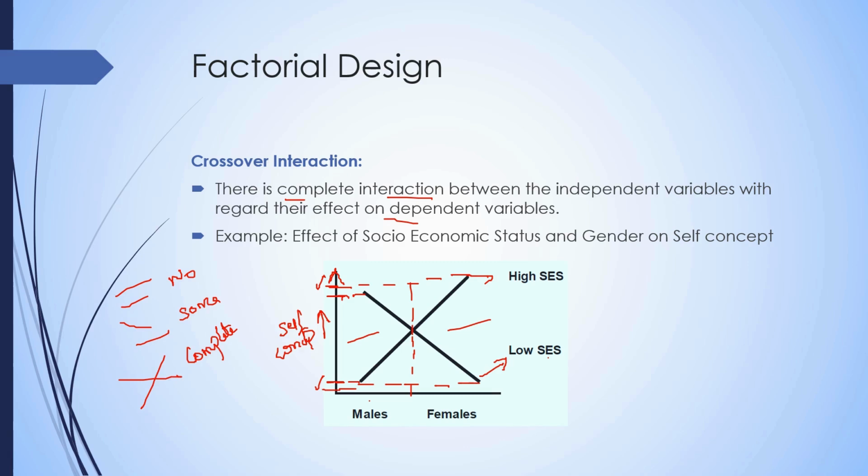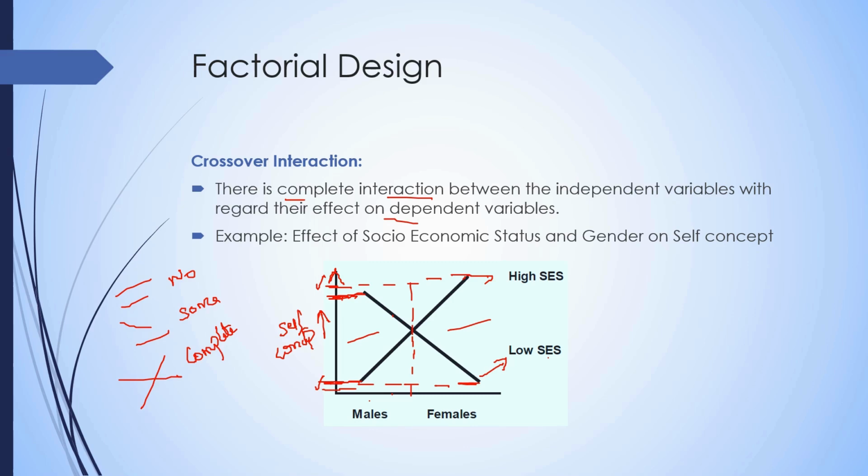So let's not confuse this. This line is for high socioeconomic status. The part of the line which falls under the female area would be for females, and the part which falls under the male area would be for males. So how do we read this? We read that males with high socioeconomic status will have lower self-concept compared to females in high socioeconomic status. Similarly, males with low socioeconomic status will have a higher self-concept compared to the females with low socioeconomic status.